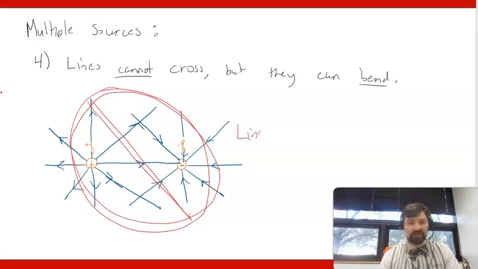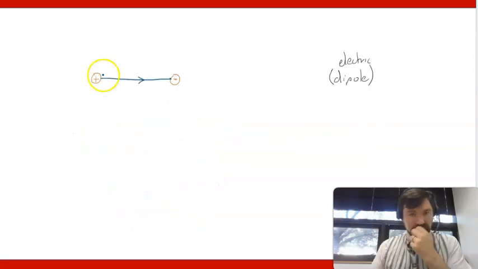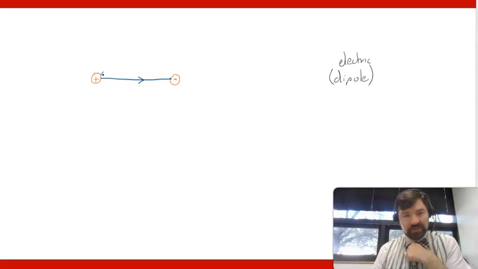So lines are crossing. So what does this thing actually look like? Well, again, I can start my line that should have been kind of going off like this here, and I can have a line that should terminate here.